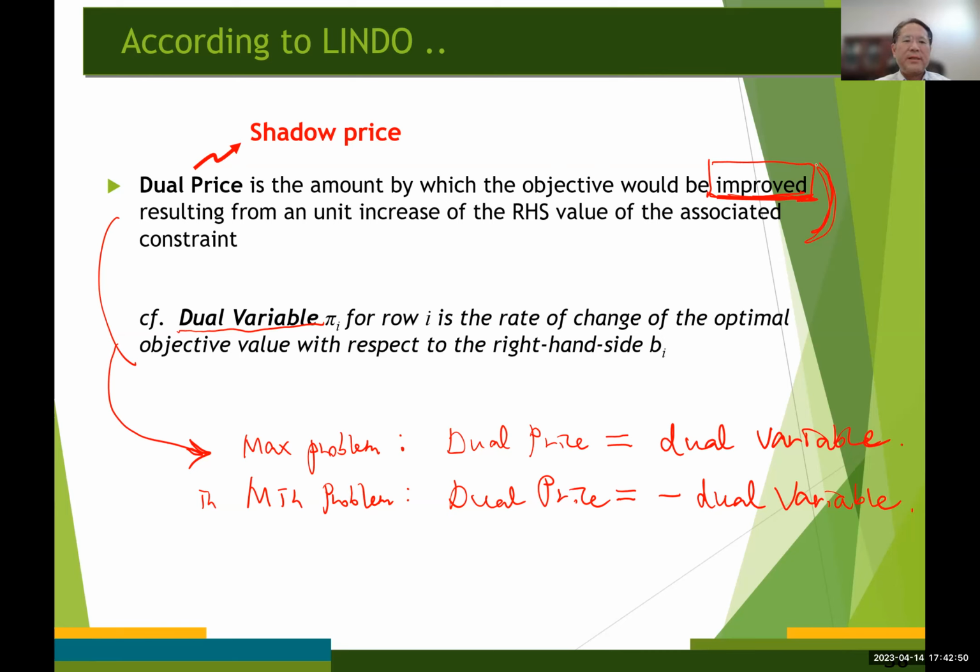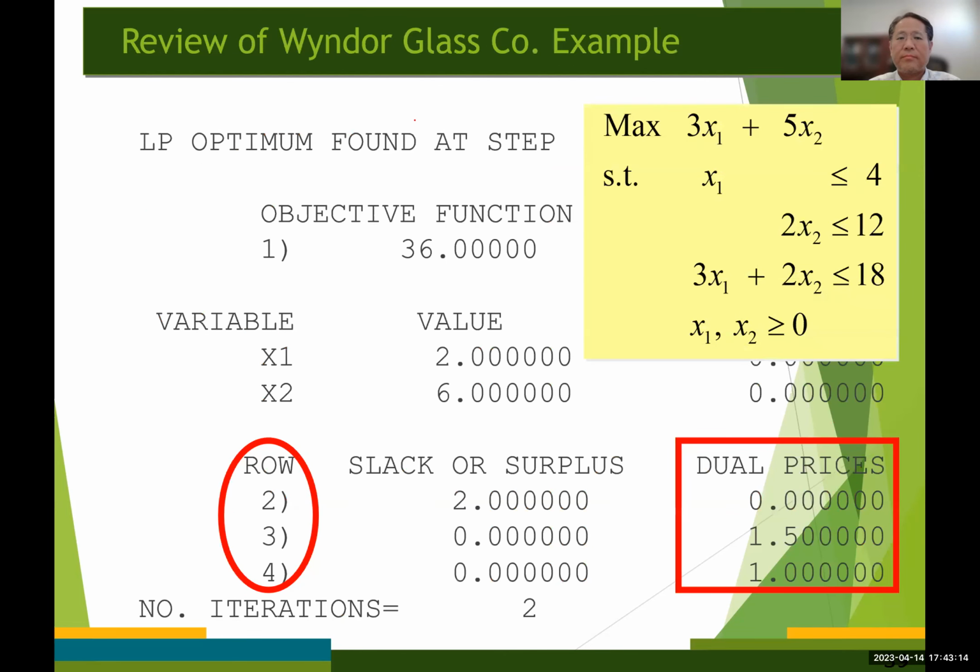And the dual prices are sometimes called shadow prices. Okay. And they tell us how much we should be willing to pay for additional units of resources. Usually that's the right-hand side values of the resource constraint, right? Okay, so here from Lindo, we've got 0, 1.5, and 1 for the dual prices of each constraint, right? Right here.